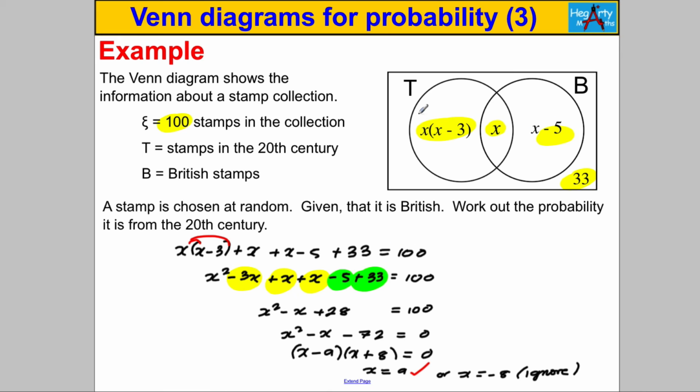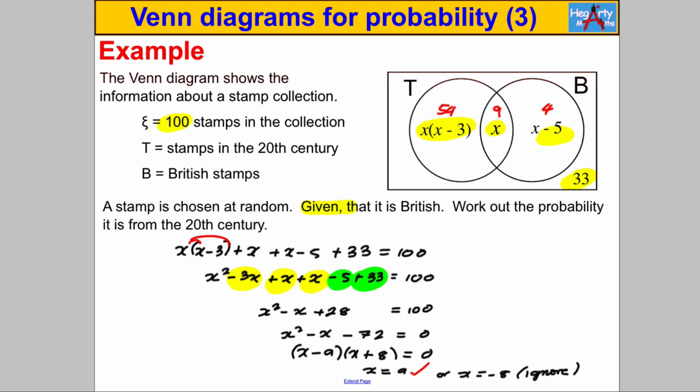Let's use that to populate the Venn diagram. So let's put 9 in here. 9 subtract 5 would be 4. And let's think this is 9 multiplied by what the answer is to 9 subtract 3. So that's 9 multiplied by 6, which is 54. The 54, the 9, the 4 and the 33 now will add up to 100. Now we've just got to be careful. The last question does have a little sting in the tail.